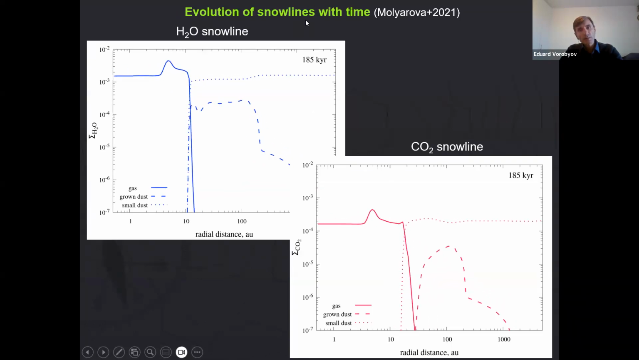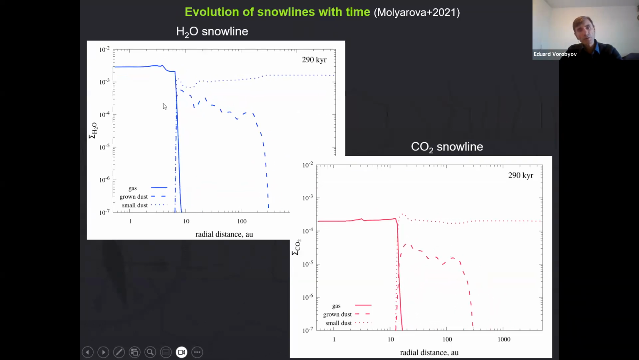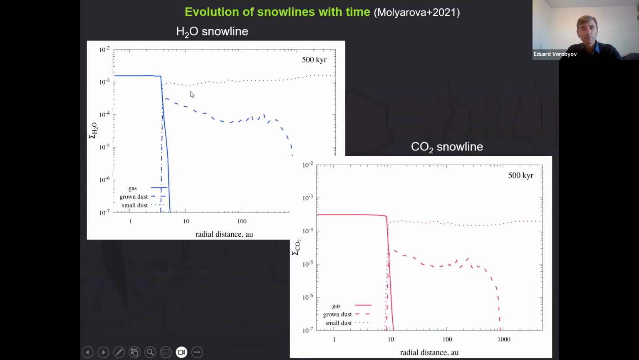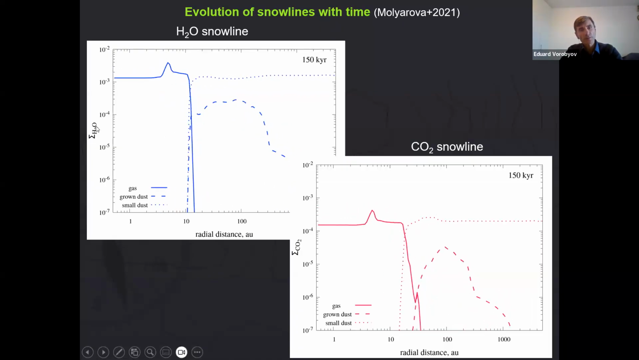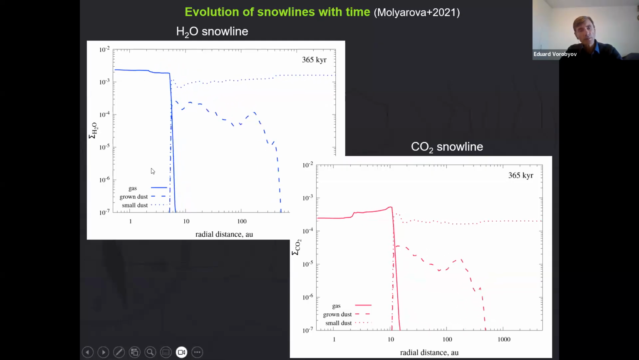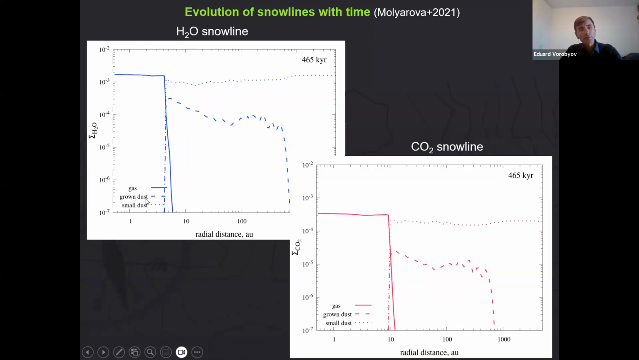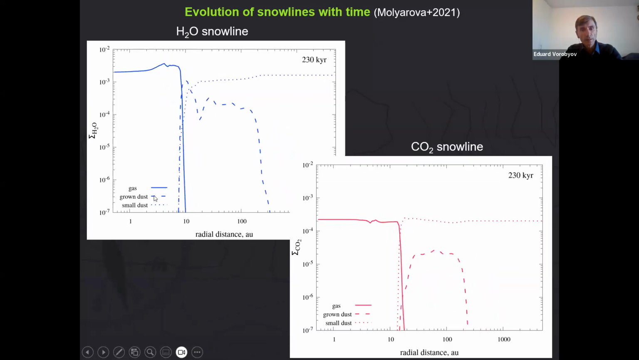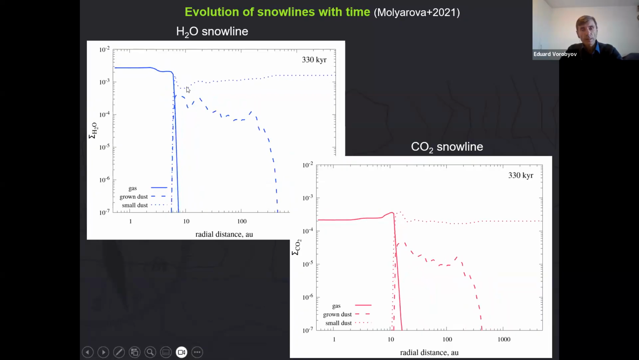We can study the evolution of snow lines with time, and it's not just where the temperature becomes greater than some fixed value. It's really surface densities of water and CO2 here, in gas, on grown dust, on small dust, and then here is the snow line and its evolution with time.